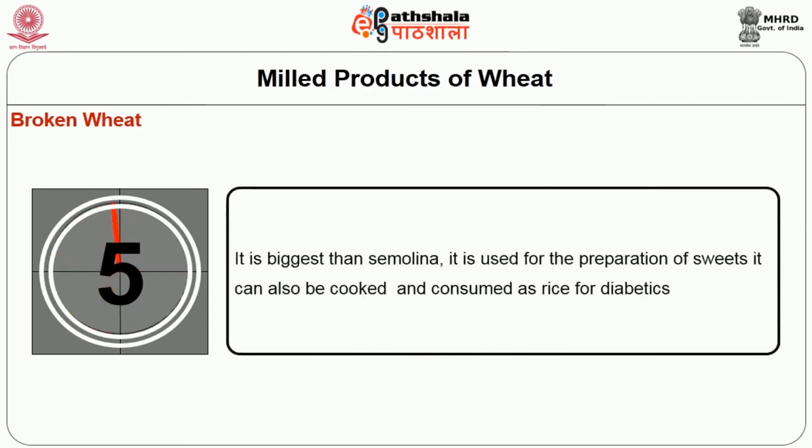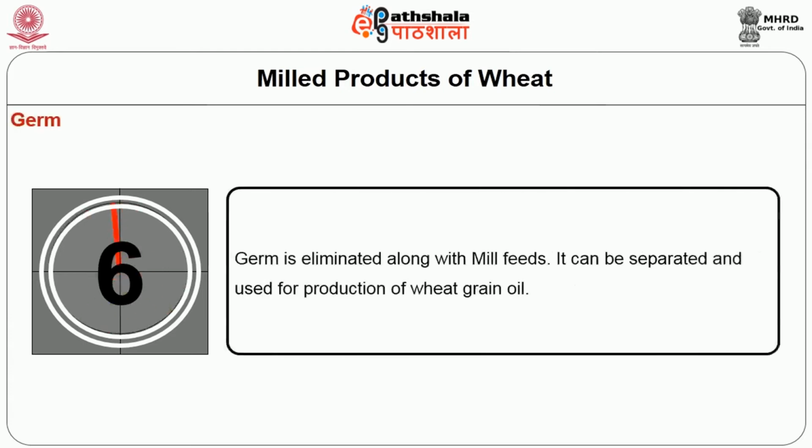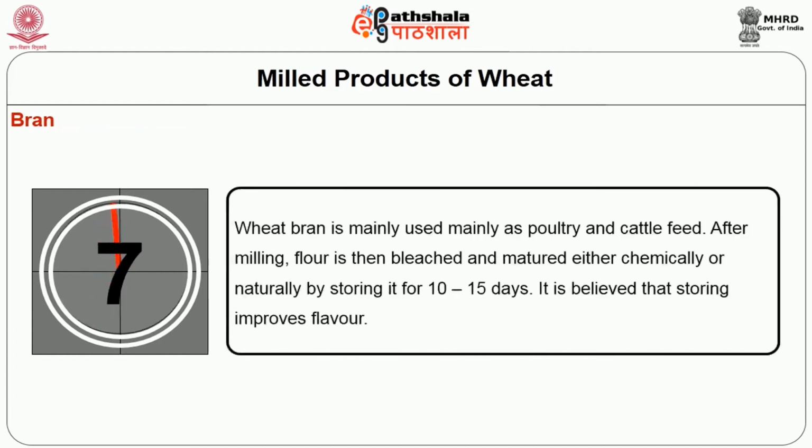Broken wheat has bigger particles than semolina. It is used for the preparation of sweets. It can also be cooked and consumed as rice by diabetics, that is, those who have elevated blood sugar. Germ is eliminated along with the mill feeds. It can be separated and used for the production of wheat germ oil. Wheat bran is mainly used as poultry feed or cattle feed.